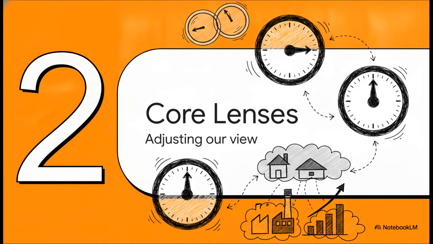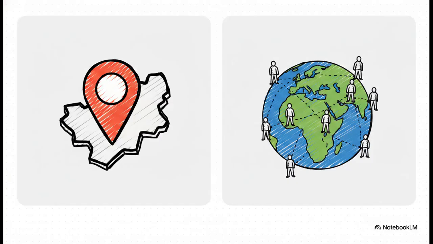Moving right along to Section 2, 3 core measurement lenses, adjusting our view. To truly master this alphabet soup, we absolutely have to understand how turning these 3 dials changes our entire economic perspective. The first dial shifts our perspective from a strict geographic boundary to a residency-based boundary.